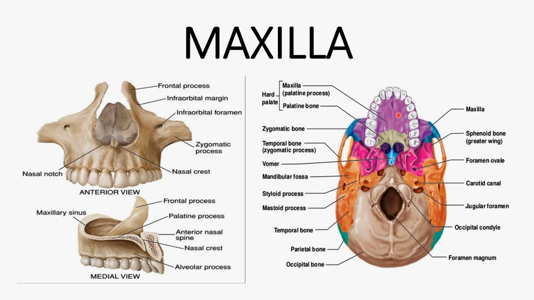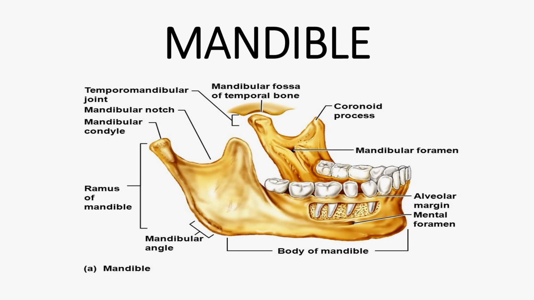The maxilla makes a palatine process, which articulates with the palatine bone, which makes the hard palate. The horizontal plate of the palatine bone forms the posterior portion of the hard palate.